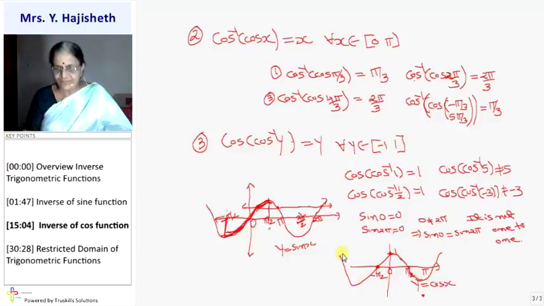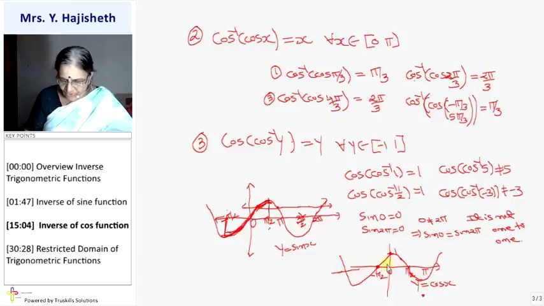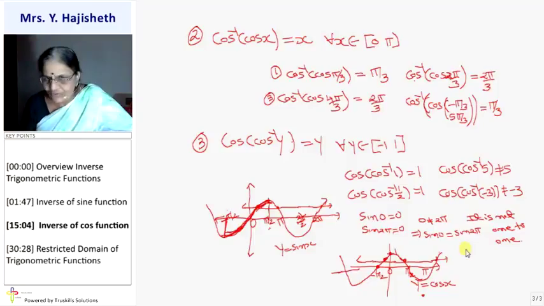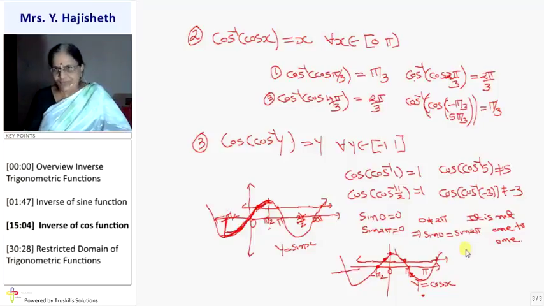Right? Here also, if you draw any line parallel to the x-axis, it intersects my graph in more than one point. See? It intersects at this point, and many more points. Any line parallel to the x-axis intersects my graph in more than one point. So again this cos x is also not 1 to 1. It is many to 1.